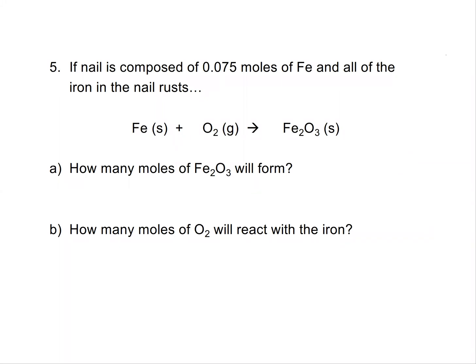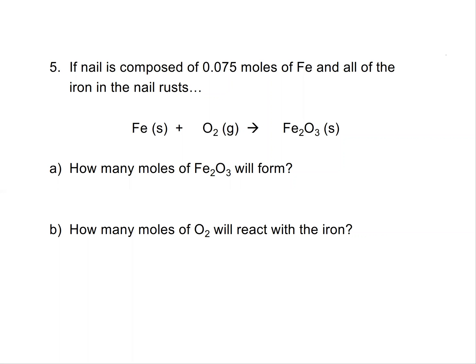Hopefully you've had a chance to try these problems on your own, and in this video I'm going to walk through the solutions. So we have a nail and it's composed of 0.075 moles of iron, and we decide that all of this iron actually turns to rust, every single last atom. And so we're going to try to figure out how much iron oxide forms and also how many moles of oxygen will react with that iron.